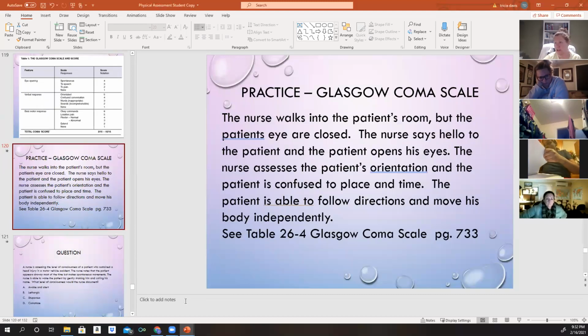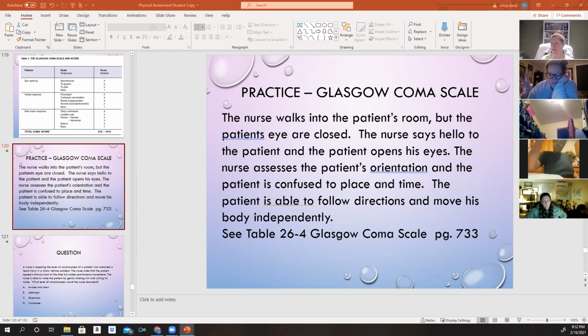You can do this on your own later and practice the Glasgow Coma Scale. Or you can do it real quick, we're almost done. The nurse walks into the patient's room, but the patient's eyes are closed. The nurse says hello and the patient opens his eyes. The nurse assesses the patient's orientation and the patient is confused to place and time. The patient is able to follow directions and move his body independently.